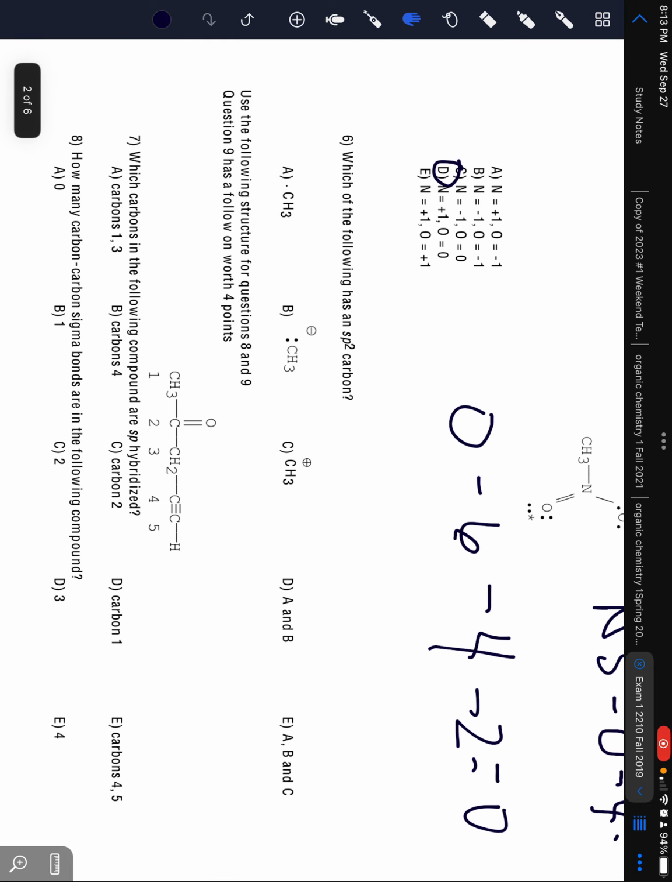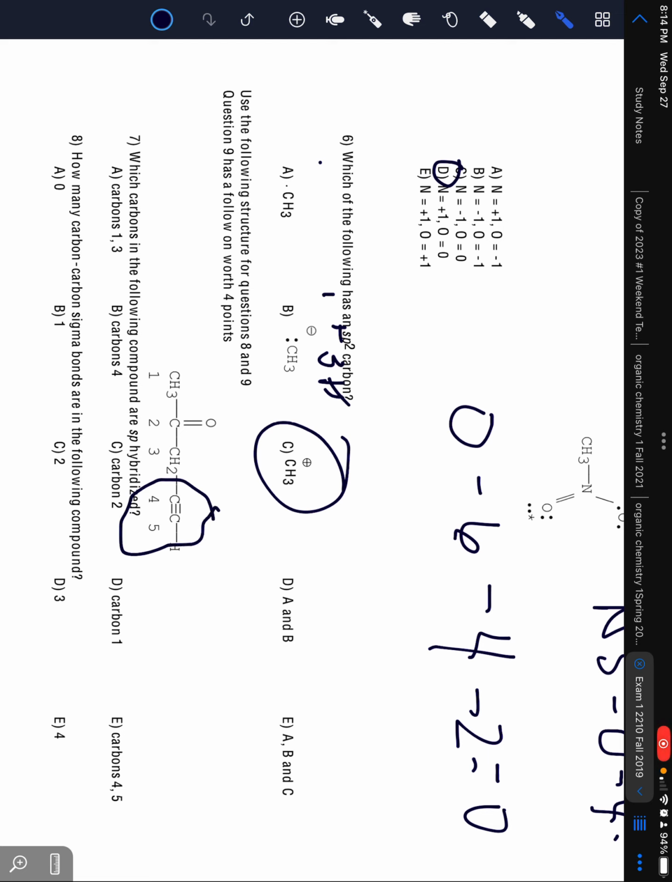Which of the following has an sp2 hybridized carbon, meaning it has only 3 different things and a possible lone pair? The only thing that has that is this one, because this has 1 lone pair plus 3 hydrogens. This has a radical plus 3 hydrogens. Which carbons in the following compound are sp3 hybridized? That would be 4 and 5.